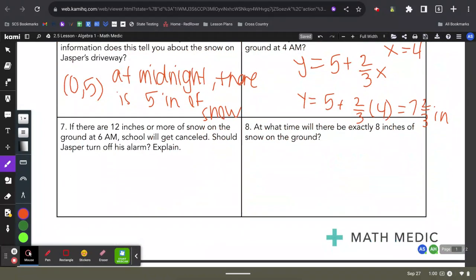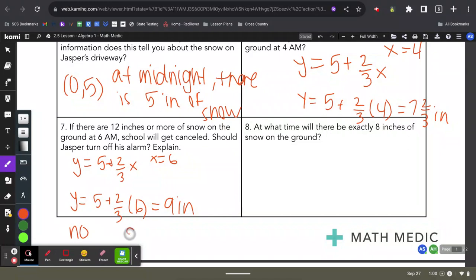Number 7, if there are 12 inches or more of snow on the ground at 6 a.m., school will get canceled. Should Jasper turn off his alarm? So we have y equals 5 plus 2/3 x. In this case, x equals 6 because it's 6 a.m. Y equals 5 plus 2/3 times 6. And when you put that in a calculator, you get 9 inches. Should Jasper turn off his alarm? No. And my reasoning would be 9 inches is less than 12 inches. So it's not going to get to that 12 inches.